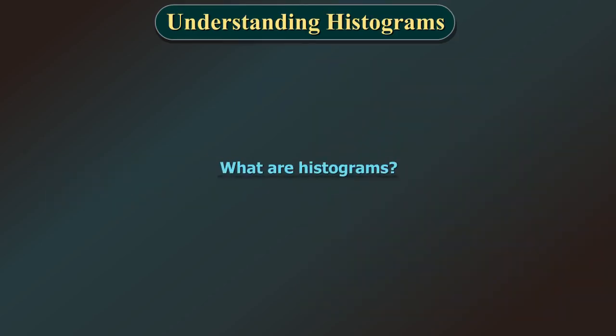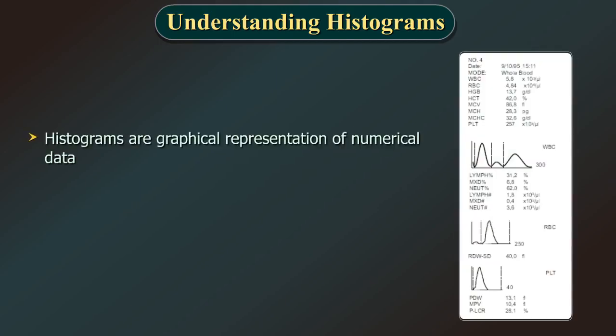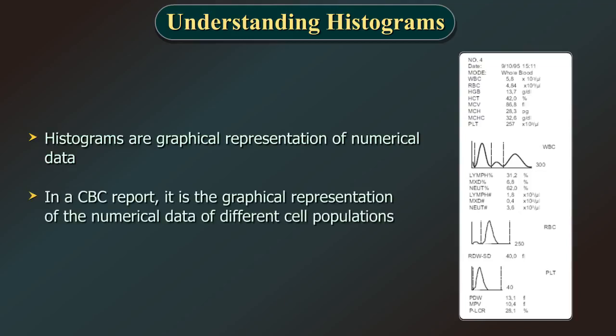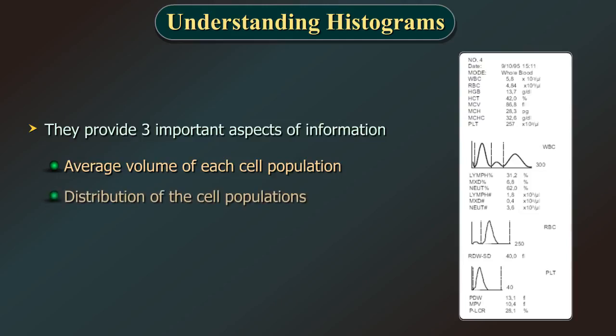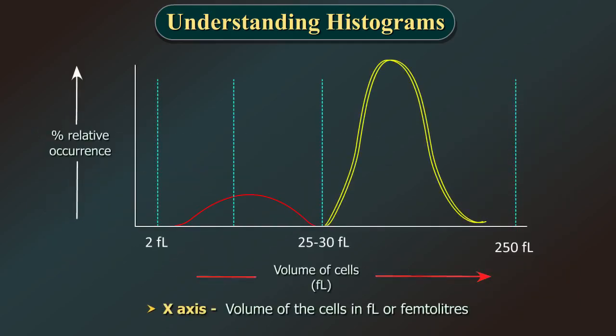So what are histograms? Histograms are graphical representation of numerical data. In a CBC report, it is the graphical representation of the numerical data of different cell populations. They provide three important aspects of information. 1. Average volume of each cell population. 2. Distribution of the cell populations. 3. Detection of subpopulations.